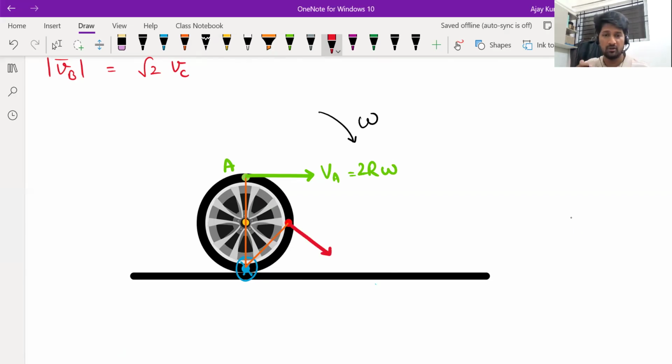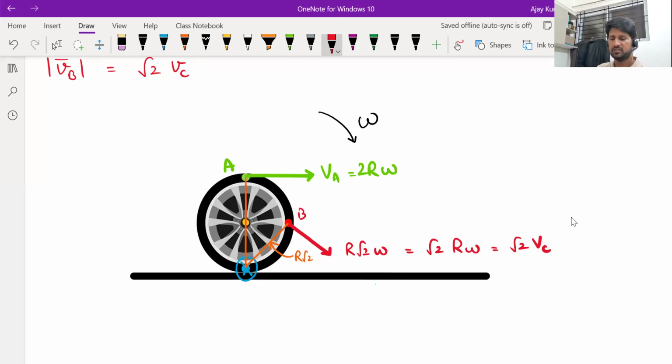Now, from the point of contact to center of mass, the distance is the radius. From center of mass to the particle B also, the distance is the radius itself. So radius perpendicular. This distance becomes r root 2. Therefore, B's velocity becomes r root 2 times omega. Or you can say root 2 times of r omega. That is root 2 times of Vc. So you can make use of the instantaneous axis of rotation to tell velocities of particles without always applying that VA is equal to VAC plus VC formula.